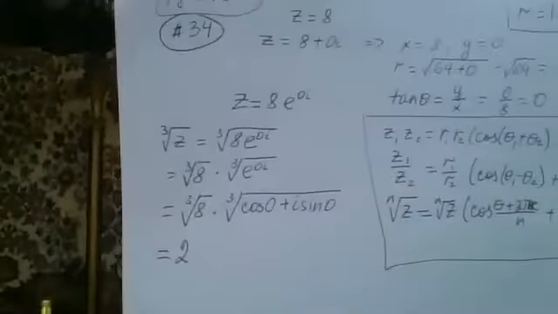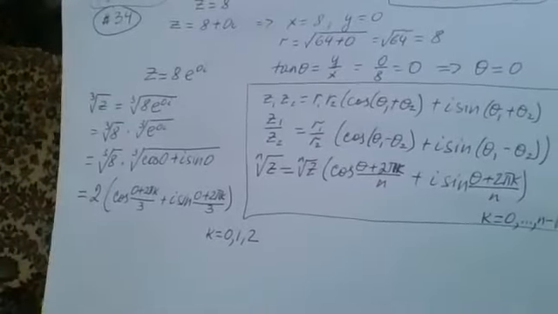Now I am applying that last formula in the box, and look what I'm getting right now. It will be, in parentheses, cosine of (0 plus 2 pi k) over 3 plus i sine of (0 plus 2 pi k) over 3, where my k starts with 0 and runs up to n minus 1, which means 3 minus 1, which is 2. These are the k values.